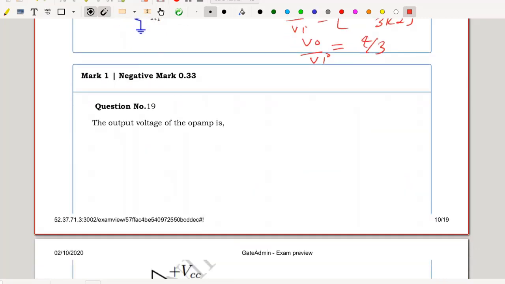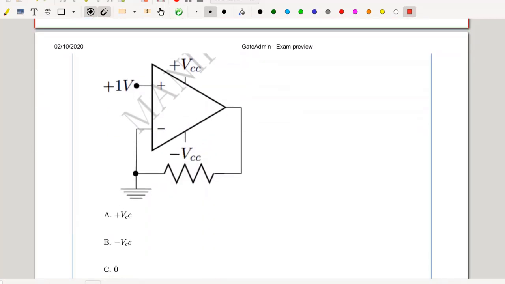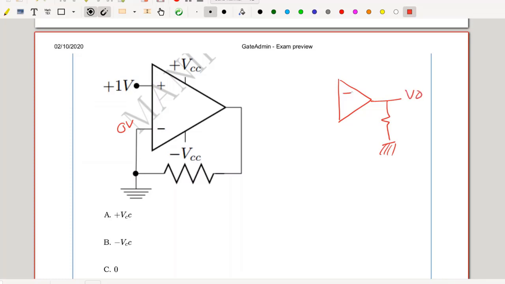Question number 19. The output voltage of the op-amp is. Here V plus equals positive 1 and V minus is at 0 volts. So this is equivalent to an open loop configuration with output resistance directly connected to ground from the output node, and my positive input connected to plus 1, my negative input connected to 0 volts.